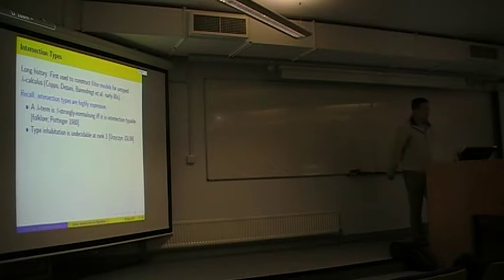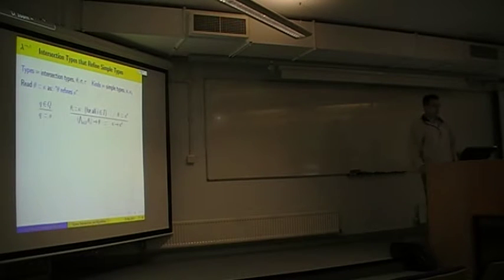Recall that intersection types are highly expressive. As evidence, first, this is a folklore result. It is known that an untyped lambda term is beta strongly normalizing if and only if it is intersection typable. It is also known that the type inhabitation problem, that is to say, given an intersection type, is there a term that has that type, is undecidable. It is already undecidable at rank 3.